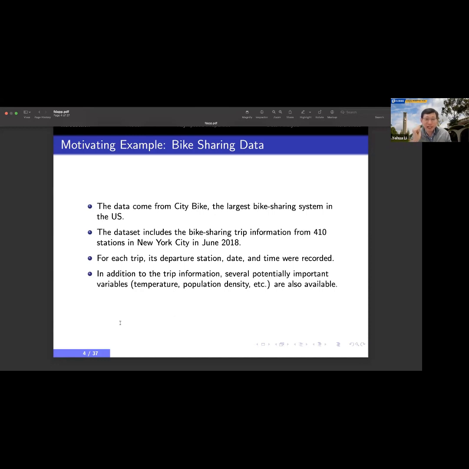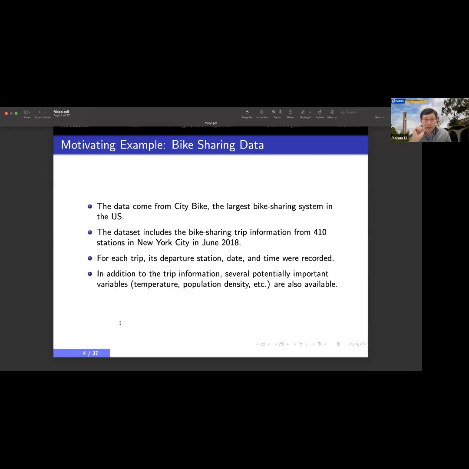We're using the bike sharing data as an illustration, but obviously the methodology can be widely used in many other areas. So the data come from Citibike. This is a company for bike sharing, the largest bike sharing system in the US. They have their network of bike sharing stations in many big cities in the US, I believe. And we are focusing on the bike stations in New York City.